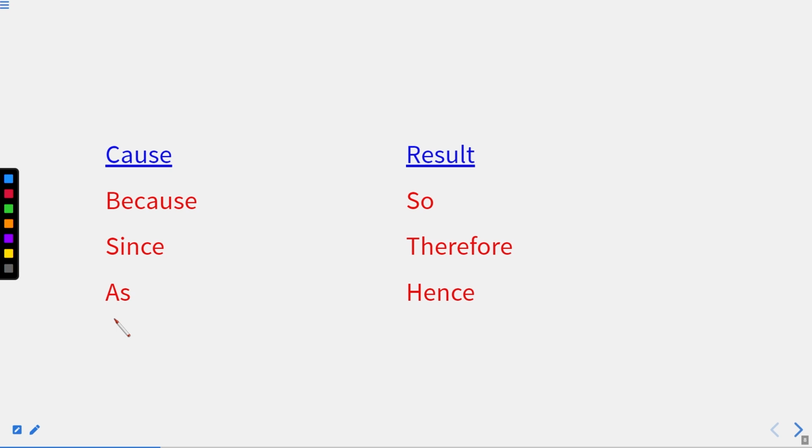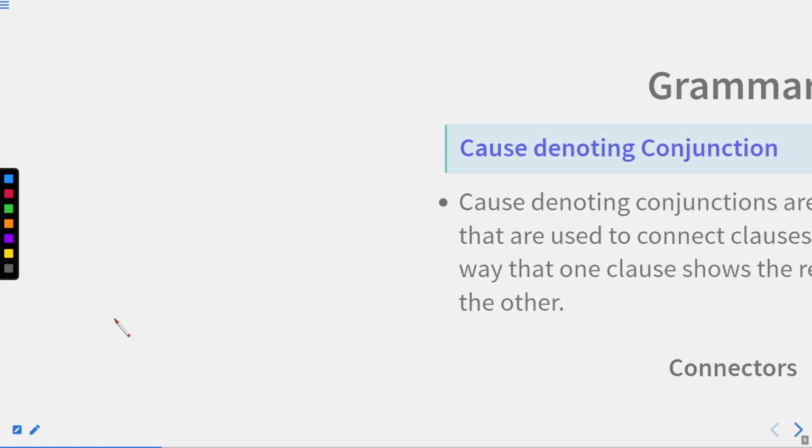If I want to use therefore, I can say Anil got wet in rain, therefore he got fever. And if I want to use hence, I can say Anil got wet in rain, hence he got fever. So I can join these two situations together with the help of any of these conjunctions. Now let us move to the next slide.